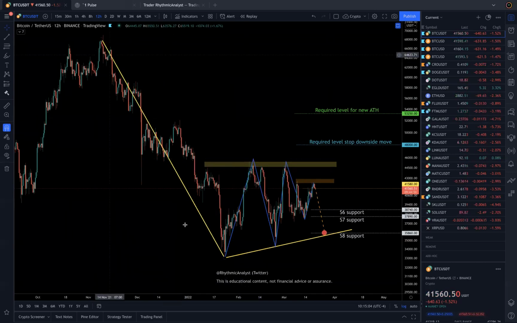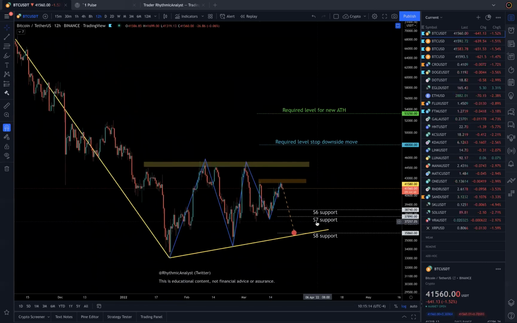Remember, when it goes down, it doesn't go down every other day. In between, it stops and pauses. It stops and pauses, and this is called consolidation.